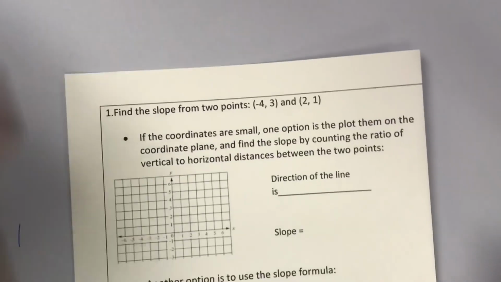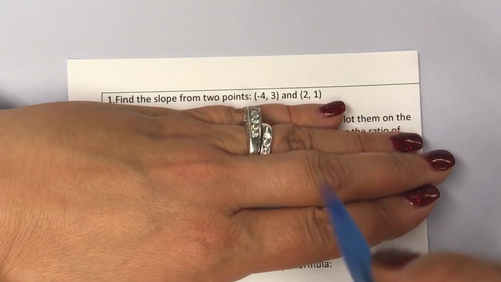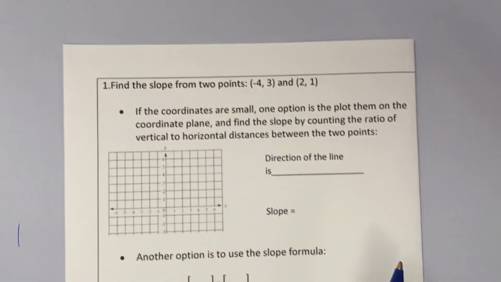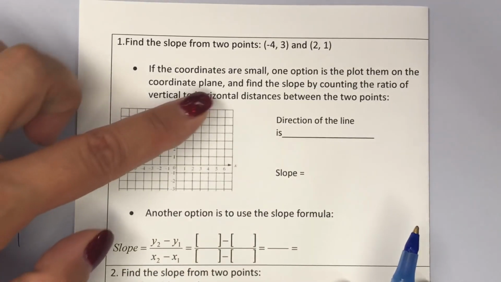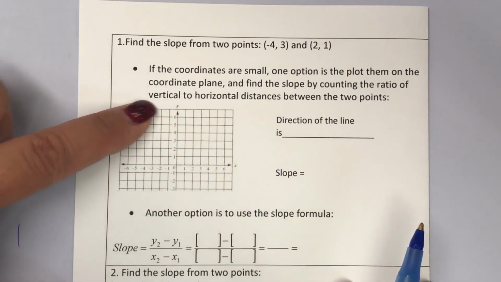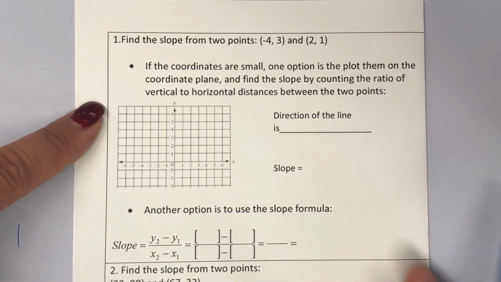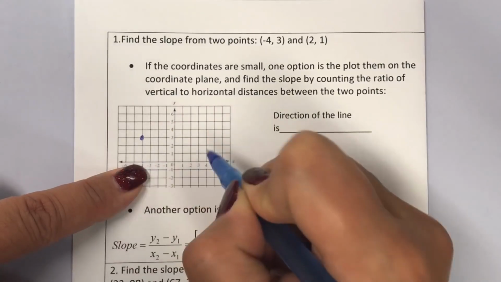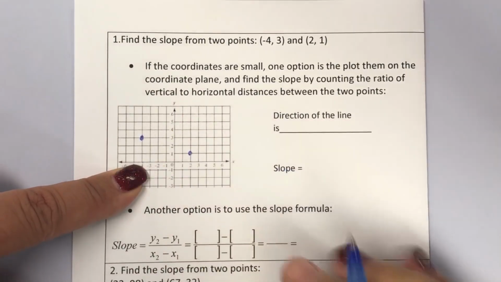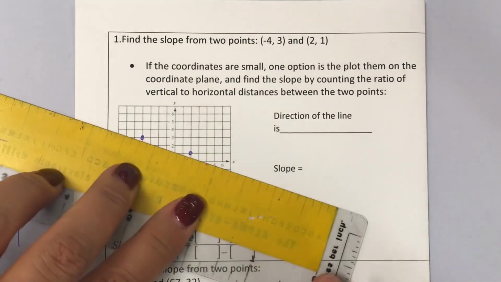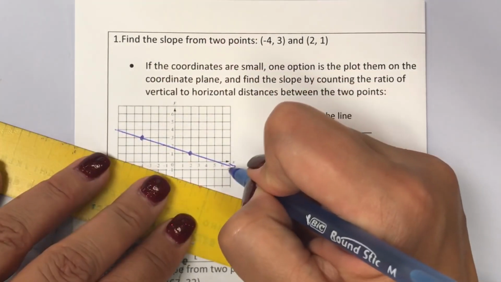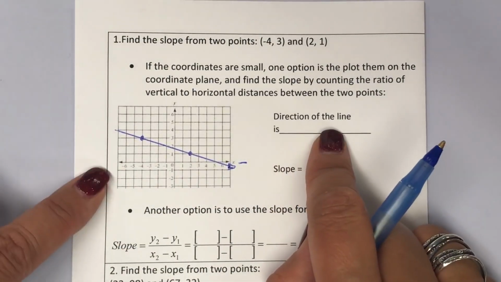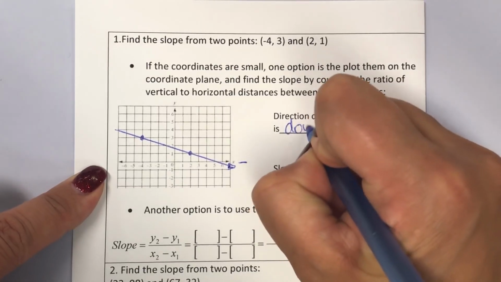If the problem says find the slope between the 2 points and the numbers are small, one option is to plot on the coordinate plane. So draw a little coordinate plane, plot the points, and count the ratio of vertical to horizontal distance. So first we're going to start with graph. That means plot points (-4, 3) and (2, 1). This is helping with visualizing the sign of the slope. So negative slope is represented by the direction of the line down to the right.